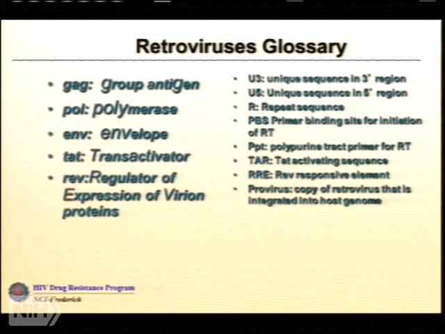The names, if you've seen them before, if you read about them, have some unusual pronunciation. GAG, for instance, does not mean I am so sick of this. It means group antigen. In the old days, this is the way the serology could distinguish all of the different retrovirus families without being able to see them. POL stands for polymerase, and ENV, envelope. This is an enveloped virus, as we'll see, and then on and on.